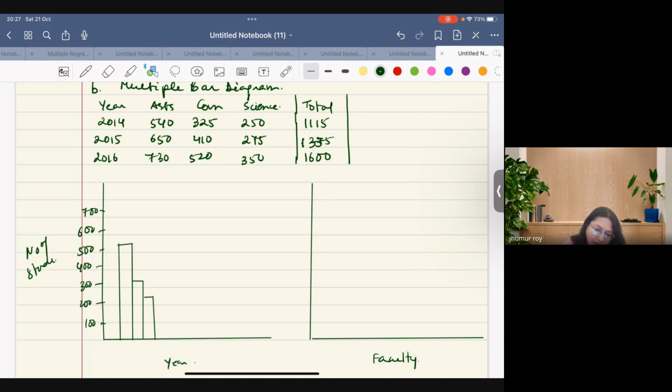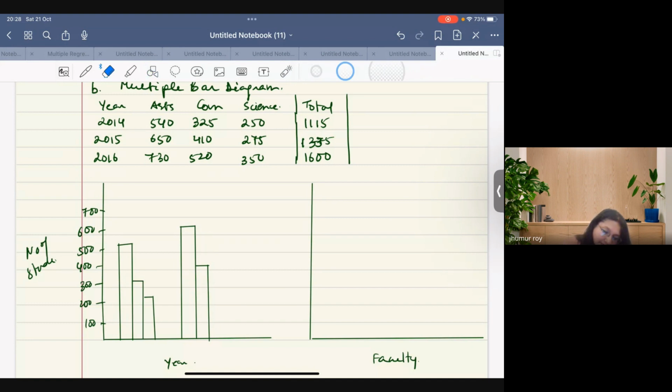For the second year, you had 650 students who were there in arts. Then you had 410 students who were there in commerce. And then you had 275 students, sorry, 275 students who were part of science. Okay. The third one is that you had 700, and this you can take till 800.